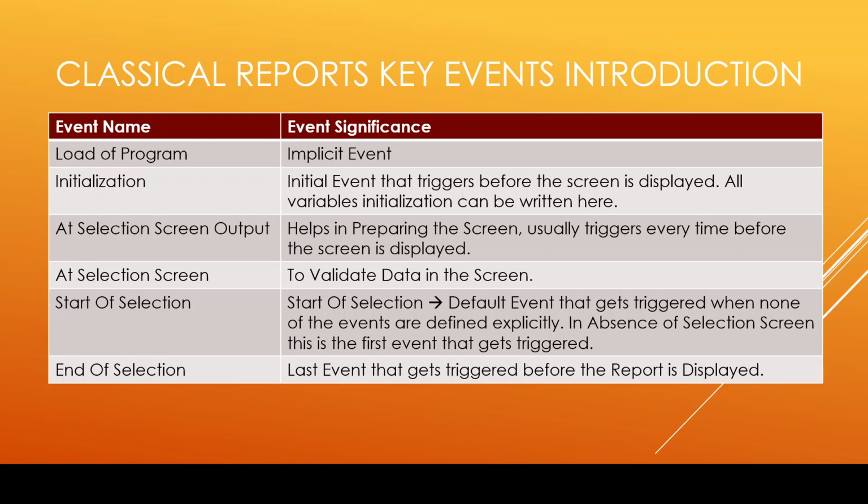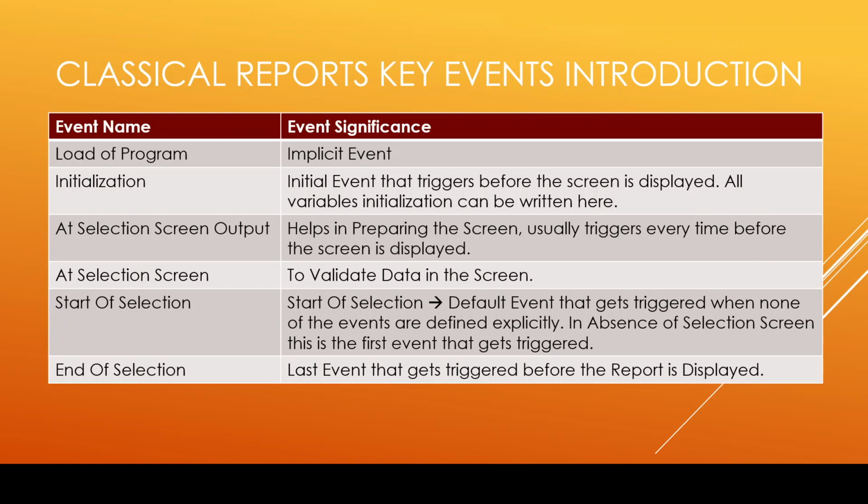The AT SELECTION-SCREEN OUTPUT event helps in preparing the screen. Usually the AT SELECTION-SCREEN OUTPUT event gets triggered just before a screen is displayed. For example, I'm making an elemental change in my selection screen, like toggling between radio buttons. At the end of each of these changes that I perform on the radio button, I expect the screen to change. Like I chose the second radio button, now I want the screen to reflect the second radio button checked.